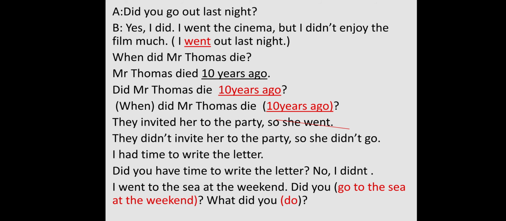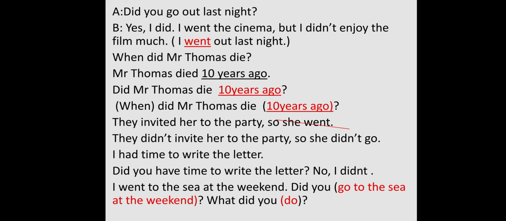If we want to ask a question about the verb itself, go to the sea at the weekend, the verb is not a human, so we ask by using what. We use what at the beginning, so we put what before did. It becomes, what did you? And we remove go to the sea at the weekend and change it to the verb do. So it becomes, what did you do?